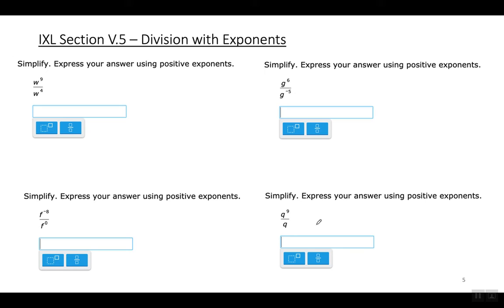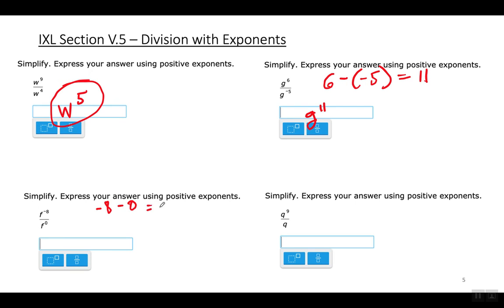All right, I'm not going to do these. It's the same thing to save time. Now, you know what? I'll go through them real quick. All right, 9 minus 4 is 5. Over here, 6 minus negative 5 is 11. So my answer is g to the 11th power. Over here, negative 8 minus 0 equals negative 8. But I got to write my answer using positive exponents. So my answer is going to be 1 over f to the 8th power.